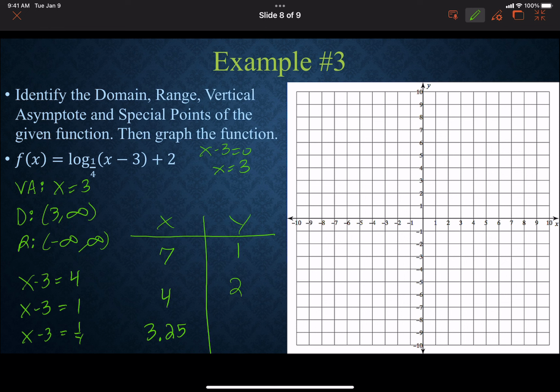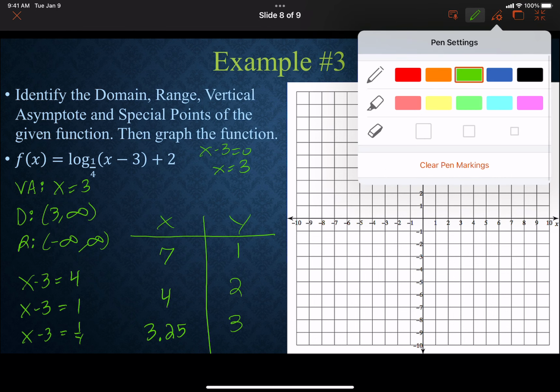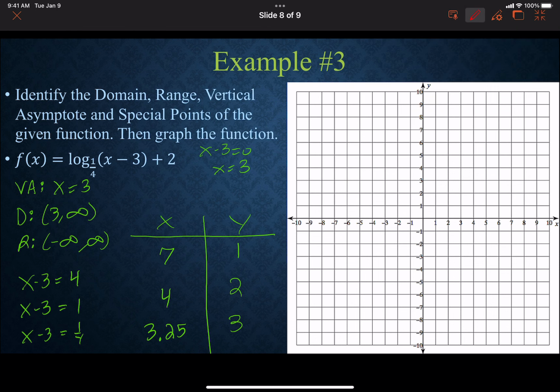So again, you see we're increasing by a, so this last value is going to be a 3. But you would check that. You'd have 3.25 minus 3 is a quarter. Log base a quarter of a quarter would just be 1. 1 plus 2 is 3. So we go ahead and plot our information, vertical asymptote occurring at 3. Points at 7, 1, 4, 2, and 3.25, 3.